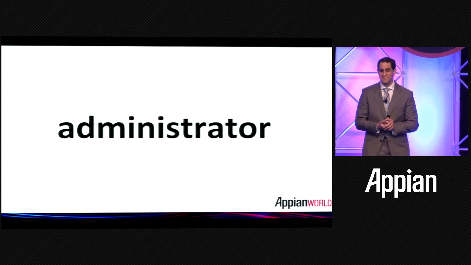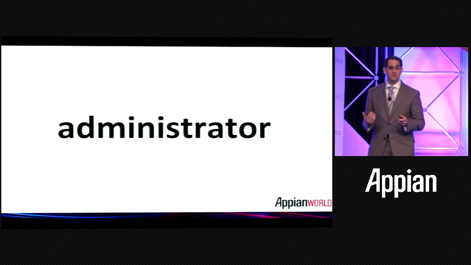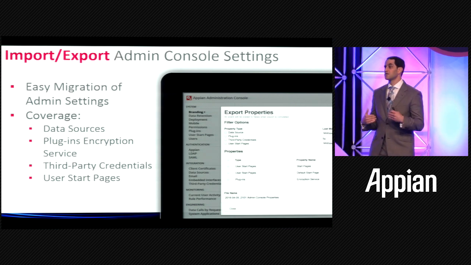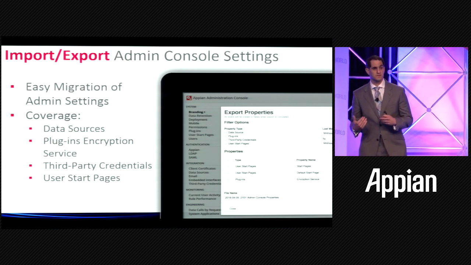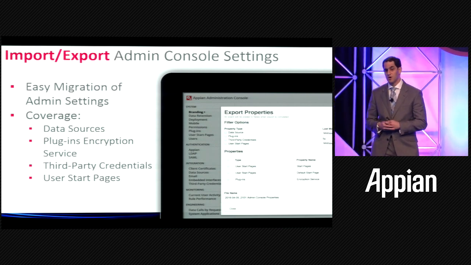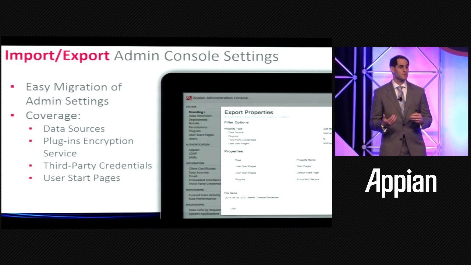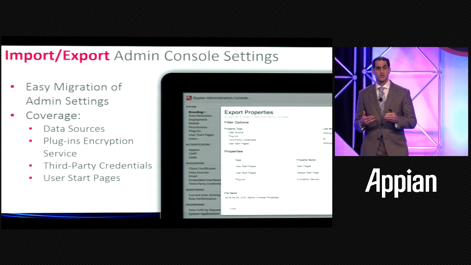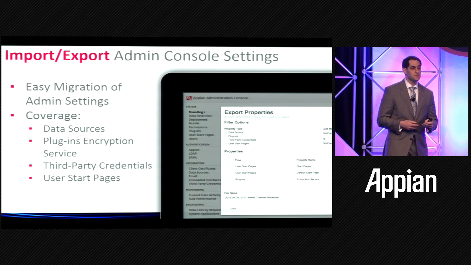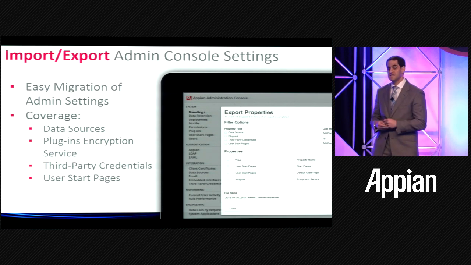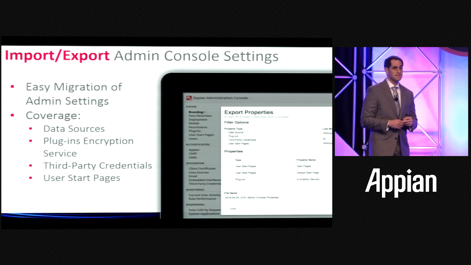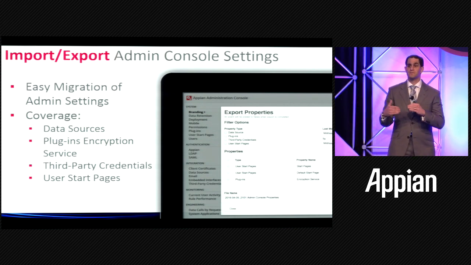Yeah. So this last bucket contains some enhancements and new features that make setting up and managing Appian even easier than it was before. In a previous version of Appian, we made it so that you can configure your data sources directly inside the Appian administration console. You do it through a UI, not through XML anymore. And in this version, we've made it so that you can export those settings along with a few other configurations that are generally going to be related to your applications, all right from the admin console. The configurations you can export are the data sources, the plugin encryption settings, the third-party credentials, and the user start pages. And it's done through this easy-to-use interface that lets you either select the property types to export or filter by when they were modified.